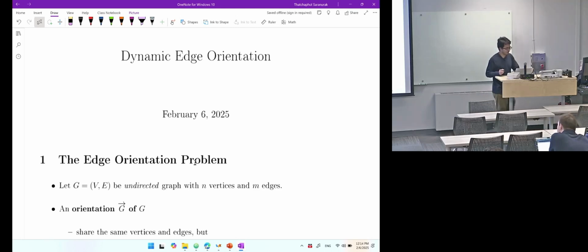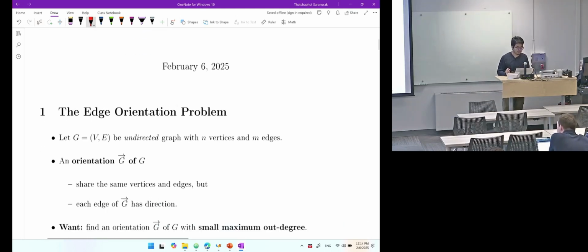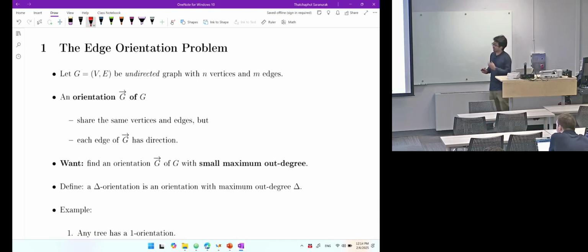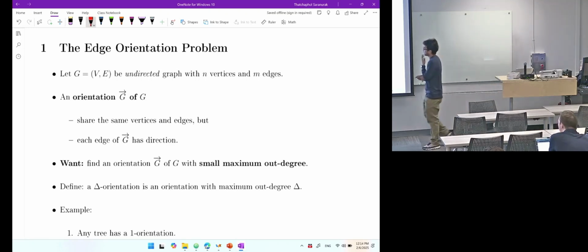Okay. So before we start talking about the dynamic thing, let me talk about just the problem, what is edge orientation. Imagine that you have an undirected graph, where no edge has direction, with n vertices and m edges like before. Now we're gonna look at the orientation of a graph. What is orientation of a graph? You have the undirected graph and you assign a direction to each edge. Once you assign the direction to each edge, that's the orientation of the undirected graph.